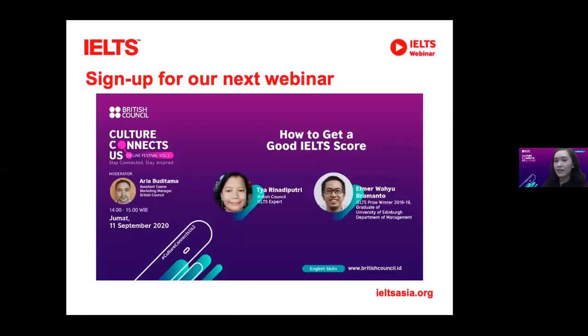Our next webinar is on the 11th of September: how to get a good IELTS score, as part of the Culture Connect Volume 2 IELTS series. This webinar will be delivered by my colleague Tia. There will be some more tips on how to do well in the IELTS test. We will also have Elmer, one of our IELTS prize winners, currently studying at the University of Edinburgh. He will share about his journey preparing for the test to get to where he is now.